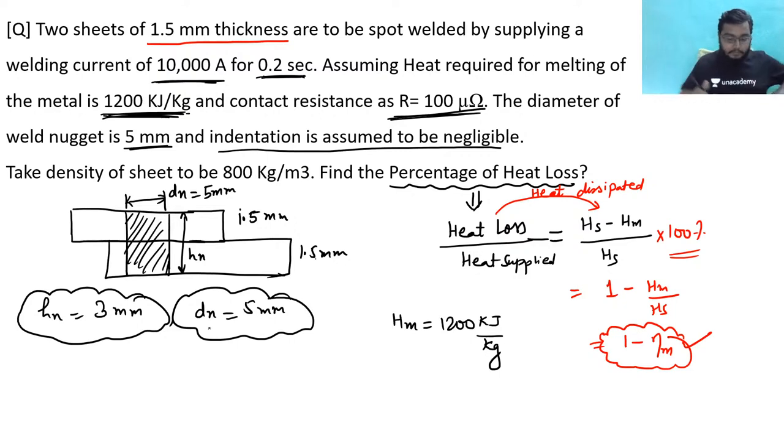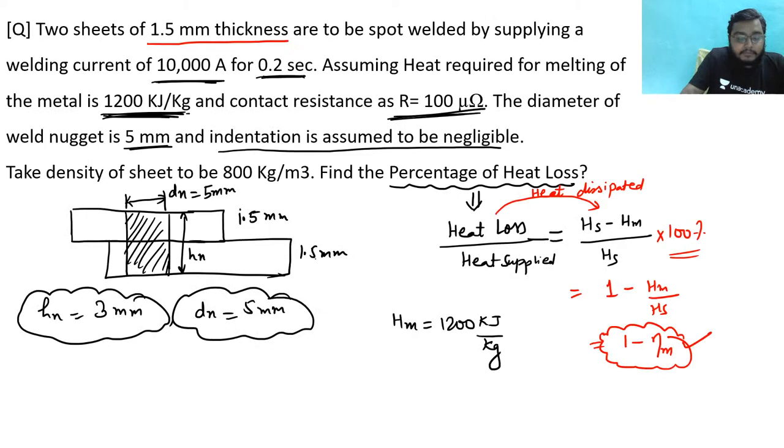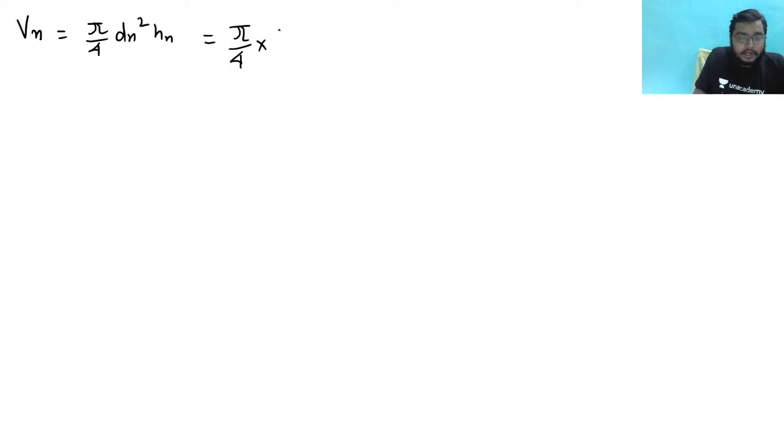See here. We know the H, we know the diameter, clear? So can we find the volume? The volume of the weld nugget is given by pi by 4 times the diameter of the nugget squared times the height of the nugget. So that is pi by 4. What is the diameter of nugget? Diameter of nugget is 5 mm. Height of nugget is 3 mm. So write it here: 5 square times 3. So the volume of the weld nugget would be 58.9 mm cube.